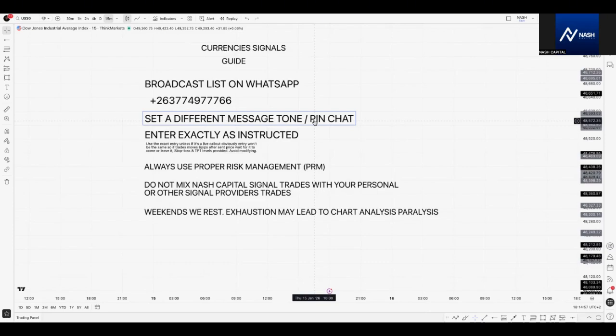Avoid modifying the stop loss and take profit. Always use proper risk management. So you will see every time a signal is sent, at the bottom where it says use PRM. That means proper risk management.